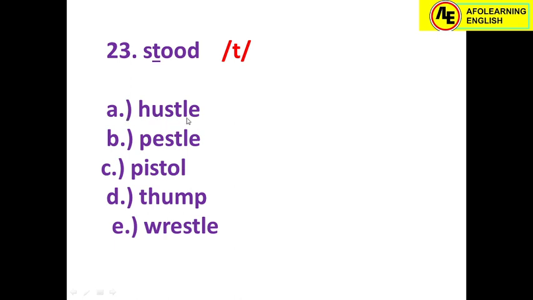For instance, option A, we have hustle. Option B, we have pestle. So the letter T is silent. Option C, we have pistol. Yes, it is pronounced. So option C is the correct answer. Option D, we have thumb. Option E, we have wrestle, it's also silent. So option C is the correct answer.